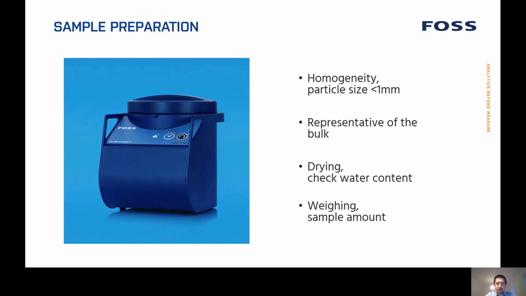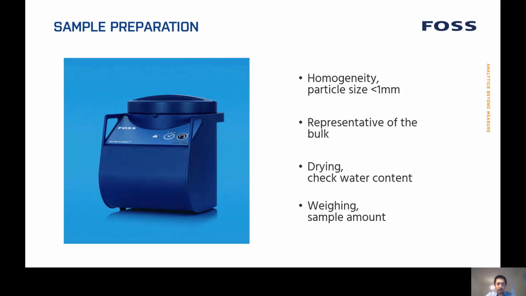We also have other mills, like the CYCLOTEC, which is used to get a very homogenized particle size distribution. Then in the preparation steps, you can also dry the samples, so that you get the nitrogen result based on dry matter. And the other step in the preparation is weighing. Weighing is also important because for the Kjeldahl method, there is a range of nitrogen content which you can measure.